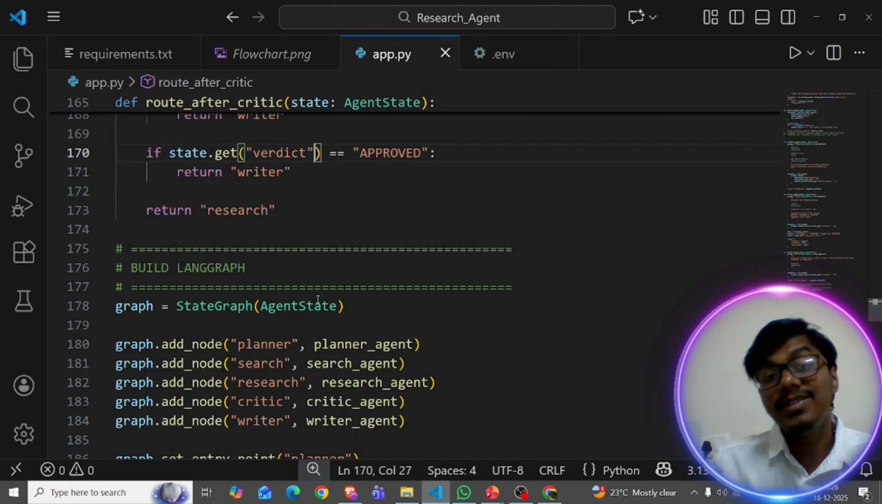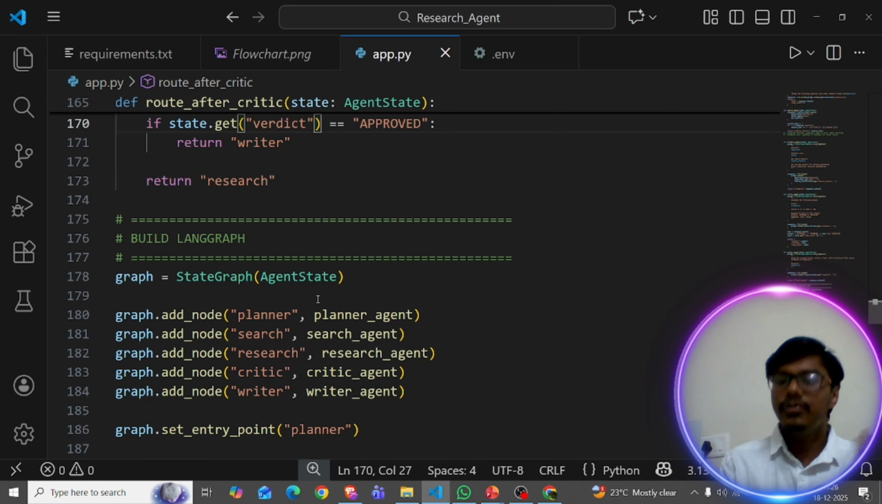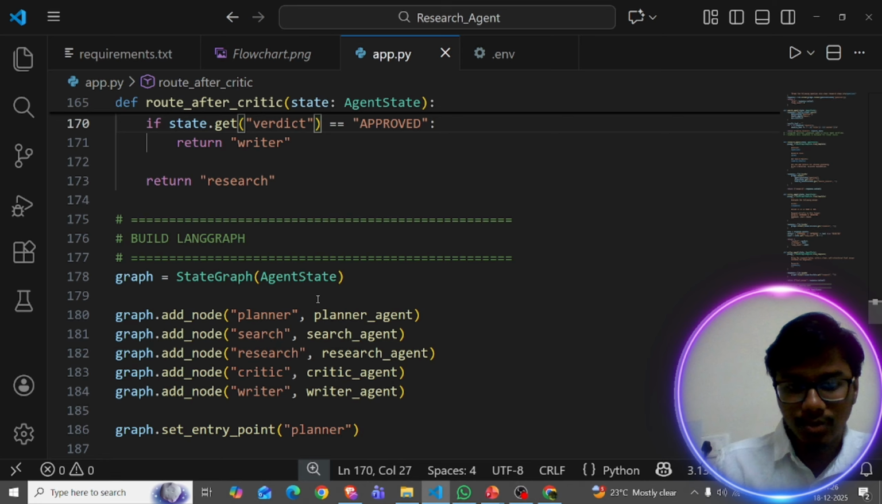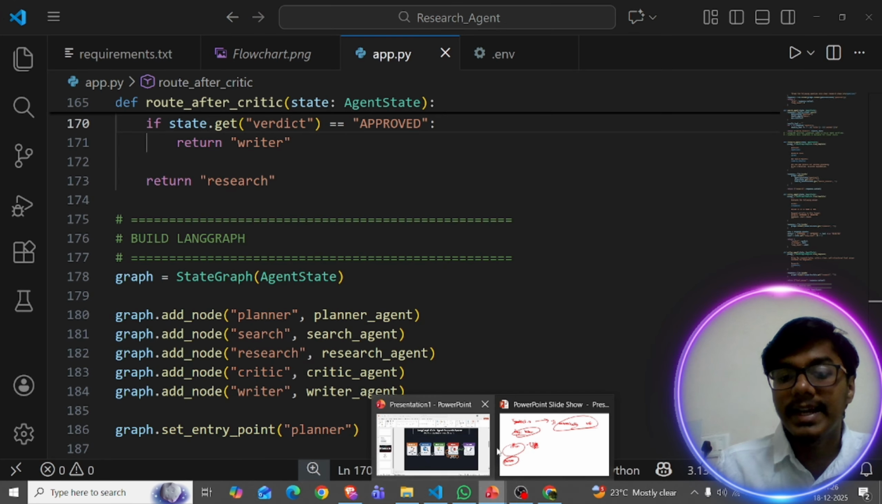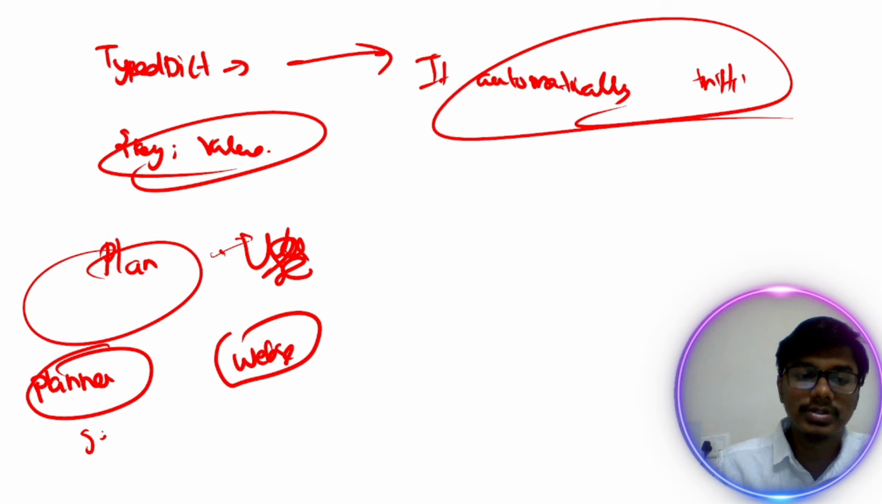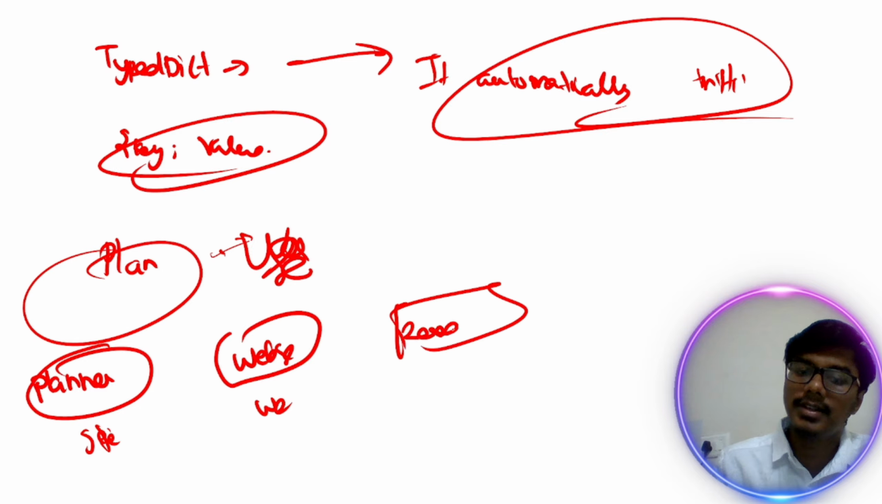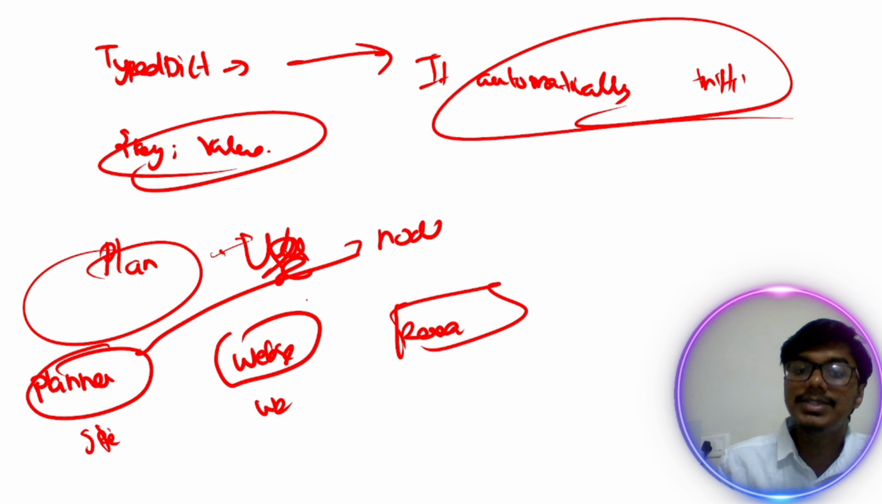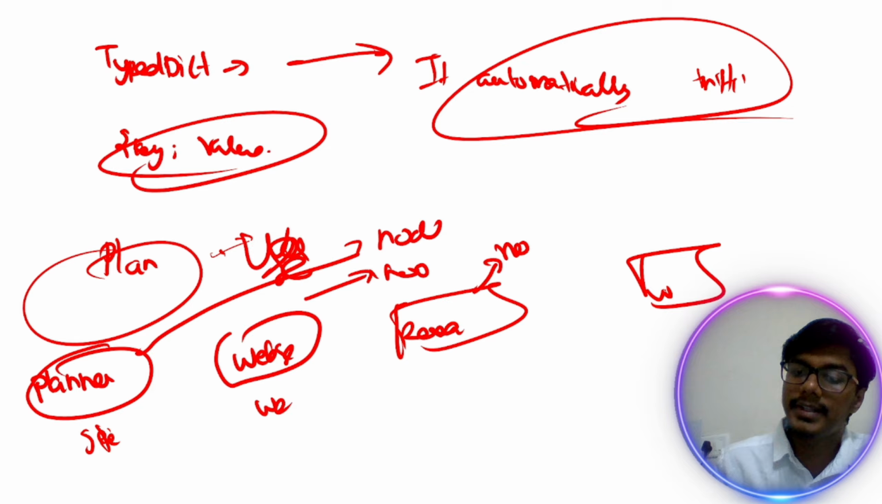Everything we are going to build is a graph. How can we build the graph? We have created the agents. They give the step-by-step explanations, the web results, and the research agent. These are to be considered as nodes. The writer is also considered a node.